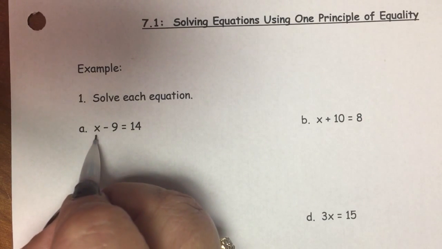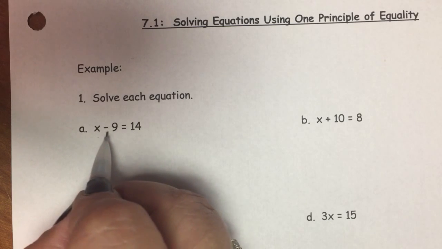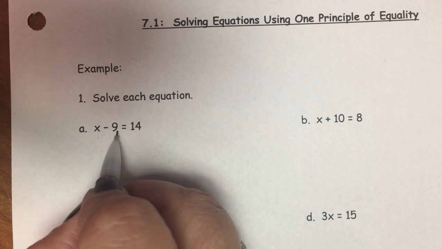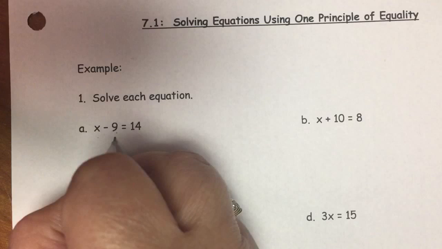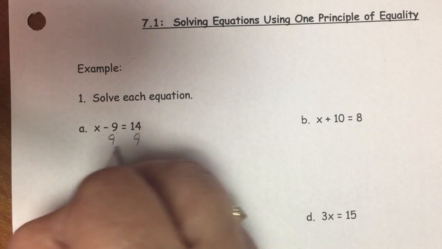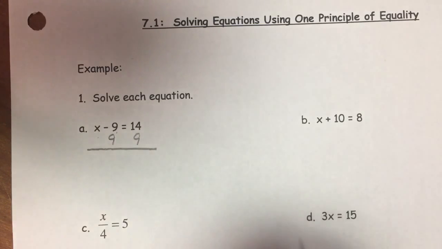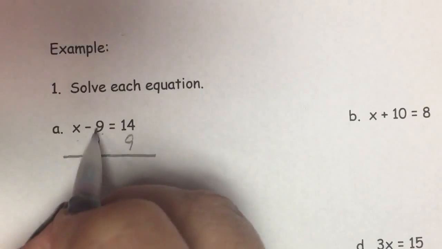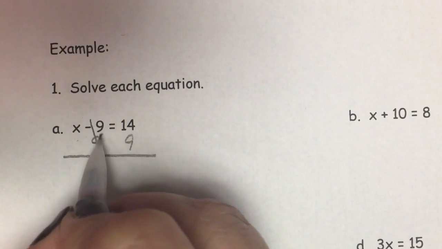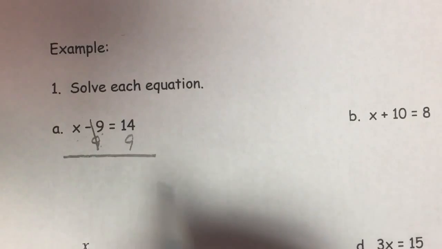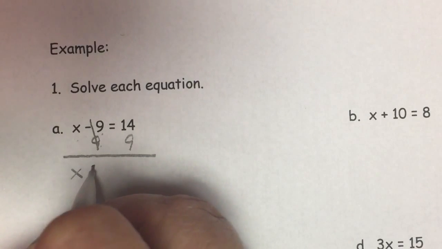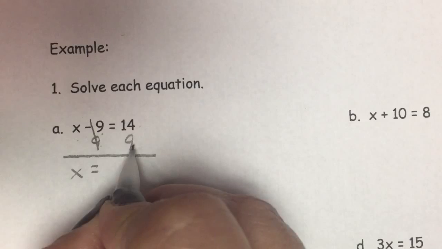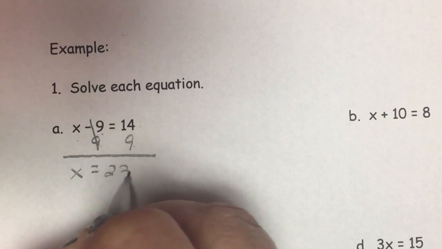So in this case, because the x has 9 being subtracted, we're going to do the opposite of subtracting 9. We're going to add 9 to both sides of my equal sign. Remember doing this? So when I do that, these 9's will cancel because negative 9 plus 9 is 0. And I'm going to end up with x is equal to, and then 14 plus 9 is 23.